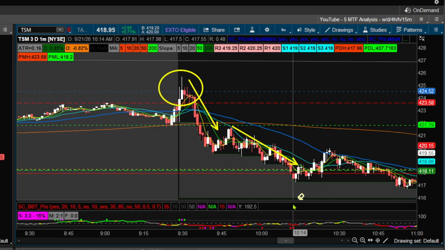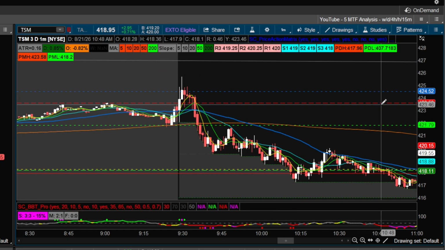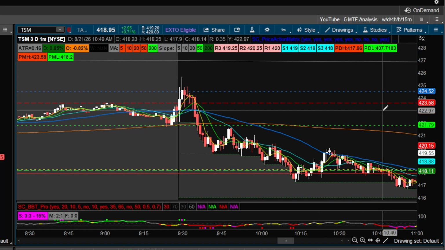Now, if you're a scalper, that would have been great, okay? I really was not interested in scalping this. I'm a tactical swing trader, so for me, I'm more interested in the idea of maybe picking this up on the long side, and I'm not really trying to trade that fast.